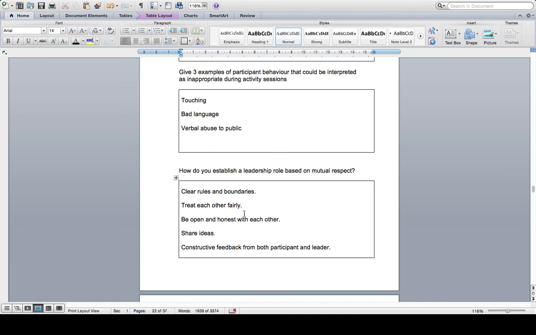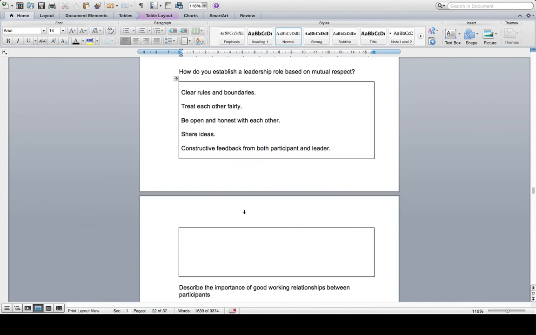And touching as well. Inappropriate touching, it might be of you as the coach, or inappropriate touching of other participants. Okay, you need to nip that right in the bud, as that is a safeguarding issue. If there's anything like that, you need to report that as well. Obviously, that's a really big aspect of it.